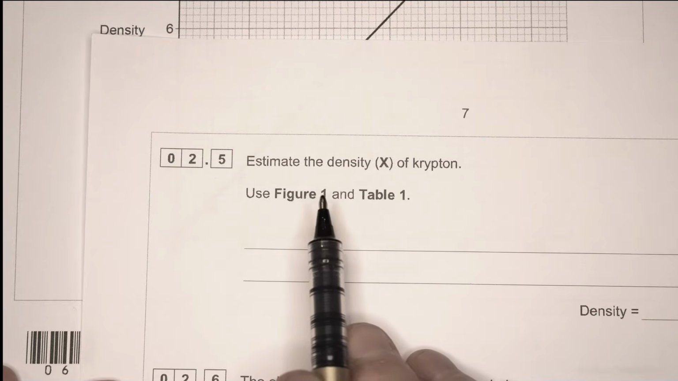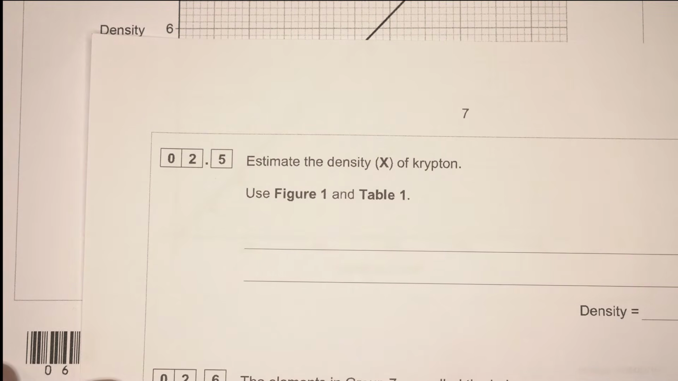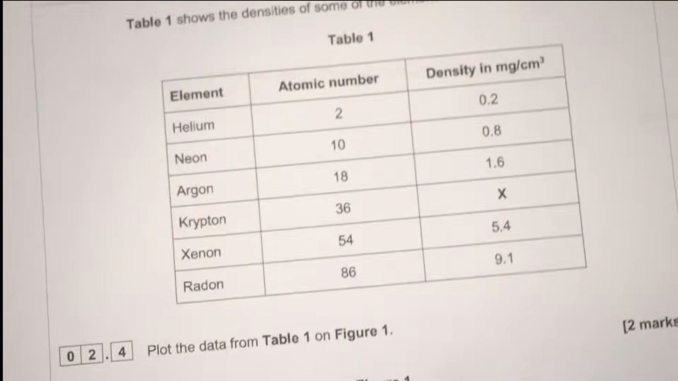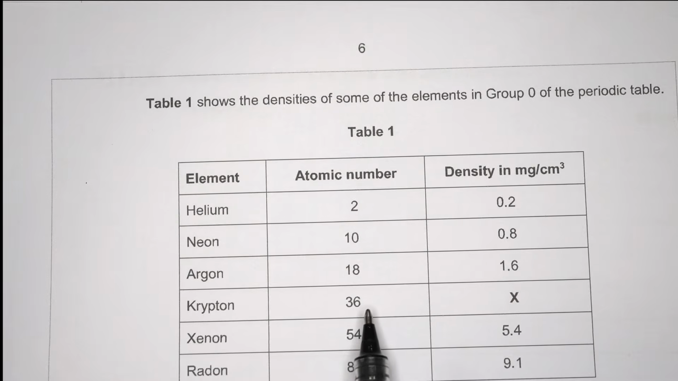The next question is estimate the density of krypton. Use figure 1 and table 1. So we need to use the graph and the table. So we're looking for krypton. So the first thing we do is we look on the table for krypton's atomic number, and it's 36.